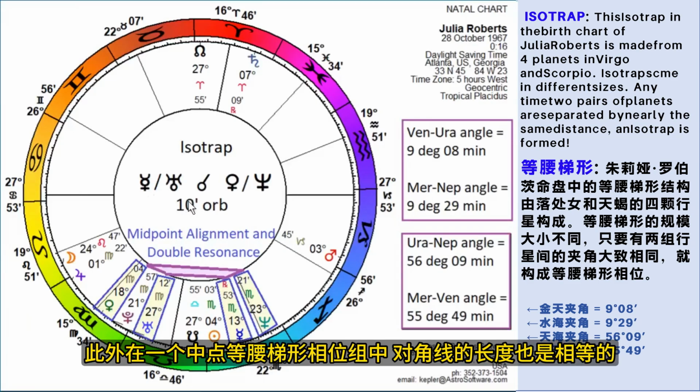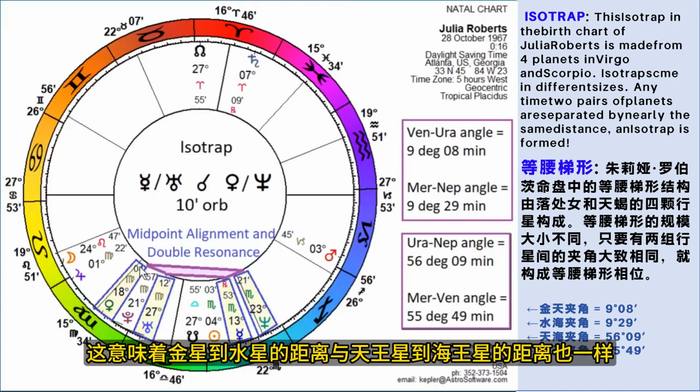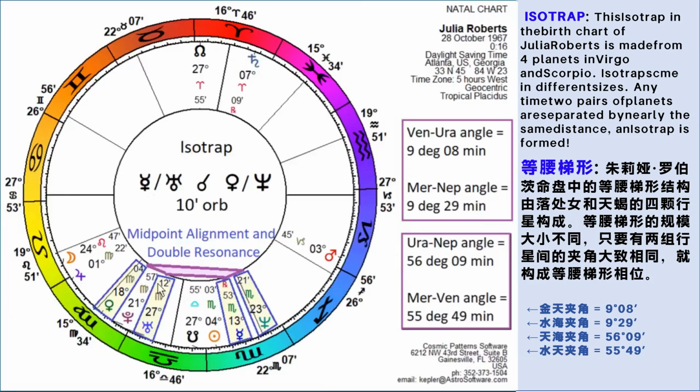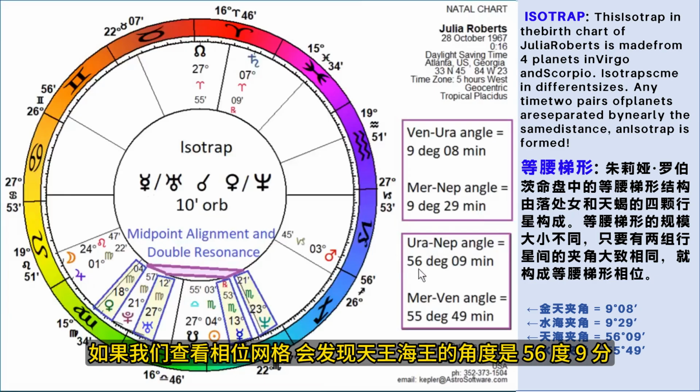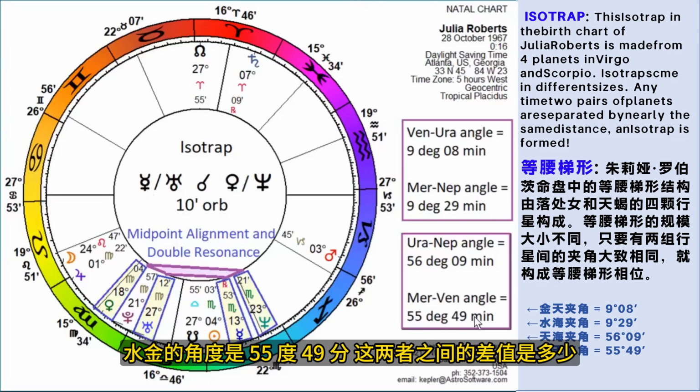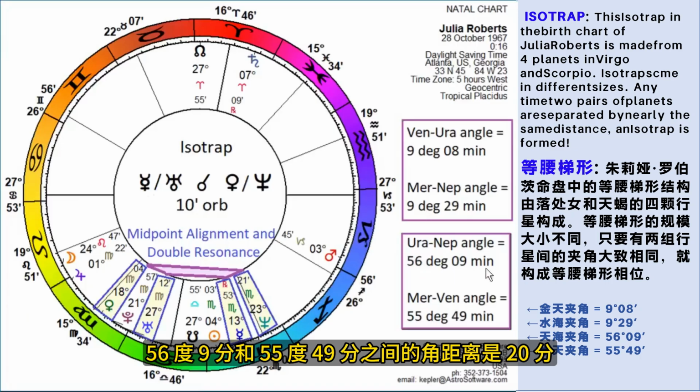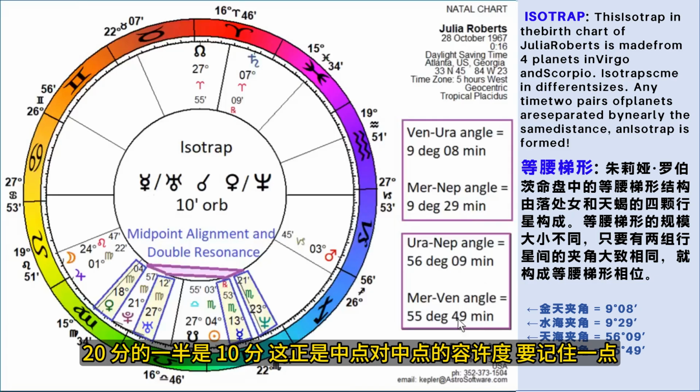Also, in a midpoint isotrap, the diagonal lines have the same length. That means the distance from Venus to Mercury and from Uranus to Neptune is also the same. If we look at the aspect grid, we'll see the Uranus-Neptune angle is 56 degrees 9 minutes. The Mercury-Venus angle is 55 degrees 49 minutes. What's the difference between these two? How much angular difference is there between 56 degrees 9 minutes and 55 degrees 49 minutes? 20 minutes. Half of 20 minutes is 10 minutes, the orb of the midpoint to midpoint.